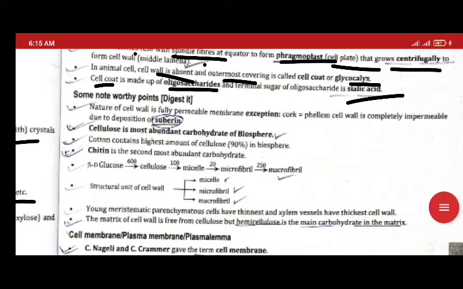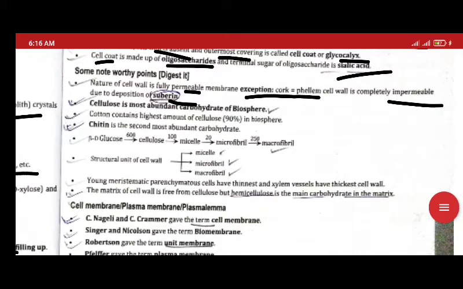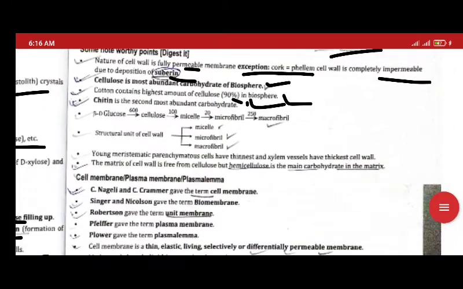The cell wall is a permeable structure, the exception being cork and film, which are impermeable due to the deposition of suberin. Now cellulose is the most abundant; cotton contains 90 percent, the highest amount of cellulose. Chitin is the second most abundant carbohydrate.